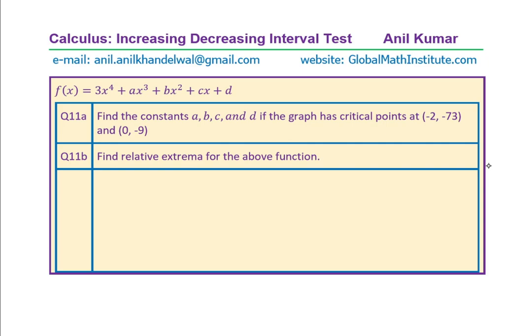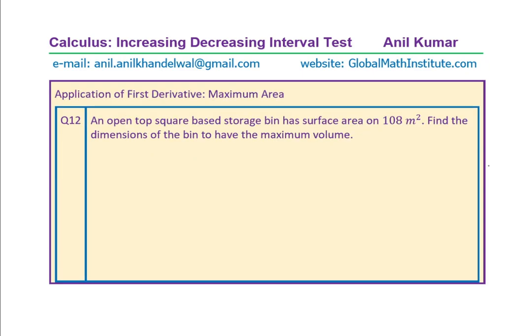Okay, let's see question number 12, which is again an application question. An open top square base storage bin has a surface area of 108 square meters. Find the dimensions of the bin to have the maximum volume. From the equation, relate the base with the height and then solve.